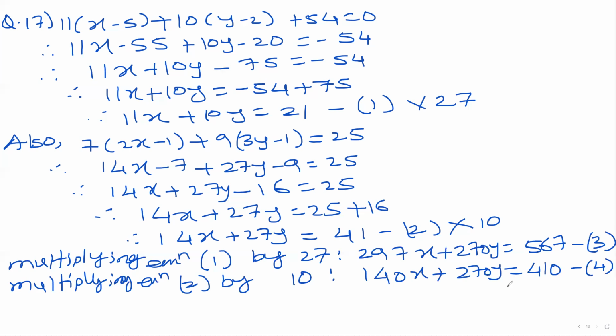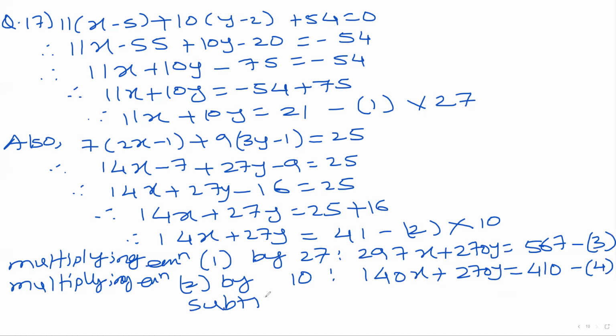Equation 4. Now what do we do? We subtract. Okay, because the coefficients are equal now, but the signs are also equal. If the signs are equal, you have to subtract. If the signs are opposite, you have to add. Very simple. Okay, so shall I go to the next page? Everyone done? Yes, sir.